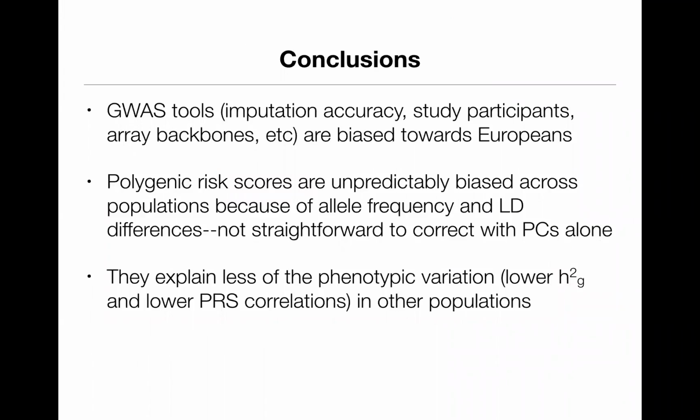So just to conclude, there are GWAS tools such as imputation accuracy, study participant fractions, array backbones, and all these sorts of things. All of these are biased towards European populations. The most important take home from this is that polygenic risk scores are unpredictably biased across populations. This is driven by allele frequency and linkage disequilibrium differences, and this is not straightforward to simply correct using principal components alone, like is done in linear mixed models or in standard genome-wide association studies. This difference in prediction accuracy is reflective of the fact that we're explaining less of the phenotypic variation, so lower heritability and lower polygenic risk score correlations in other populations.